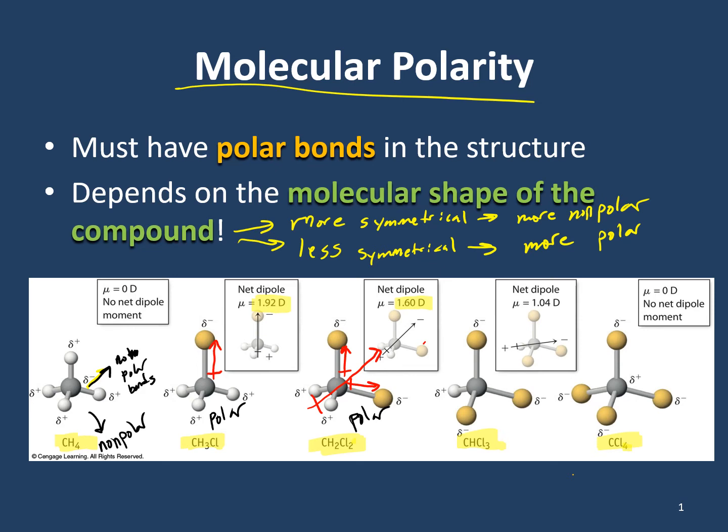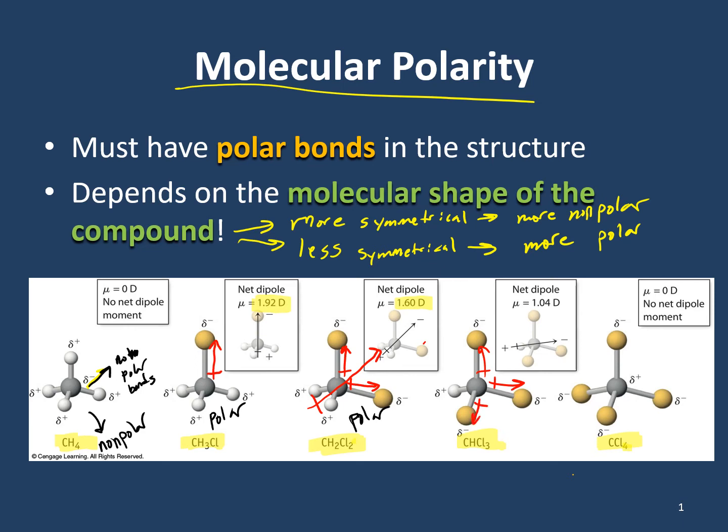Now, if we look at the next molecule, we have CHCl3, and now we have 3 polar covalent bonds. All the carbon-chlorine bonds are polar covalent bonds, and absolutely all of them are pulling electrons towards the chlorine because it's the more electronegative element.